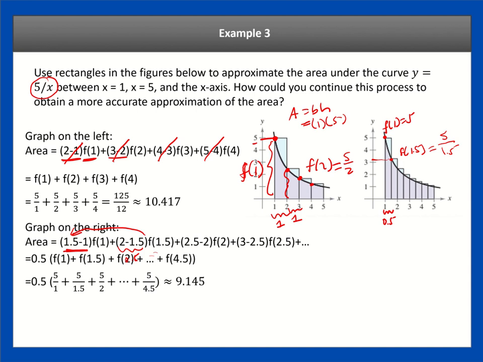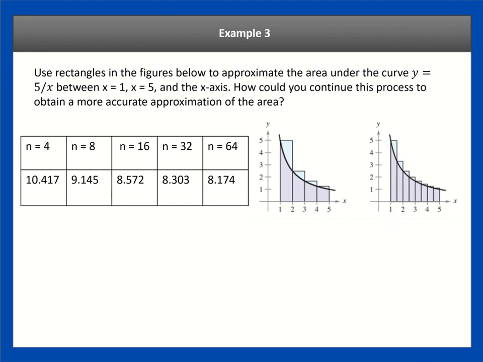And then we know that f of 1 is 5 over 1, f of 1.5 is 5 over 1.5 because of the function, and f of 2 is 5 over 2, and so on. If I multiply those together and simplify that expression, I get 9.145. So notice that the area decreased, right? And that makes sense because in the first situation, we highly overestimated the graph because of these portions here that are overestimating what the actual area is. And then we have less of an overestimation, right? So the area that we're finding is actually going down, which makes sense.